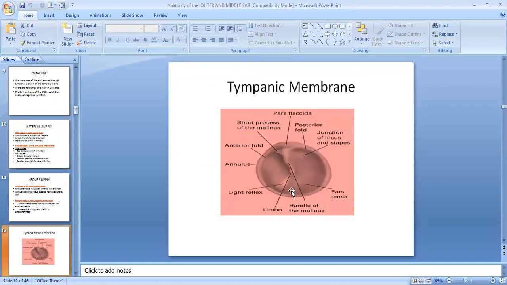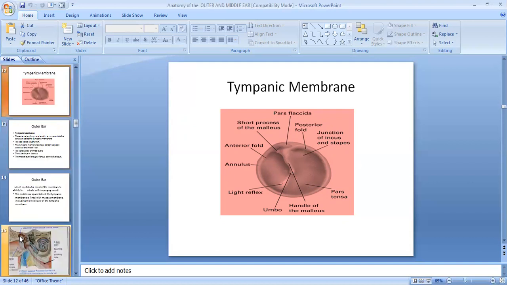So this is actually the tympanic membrane or eardrum, which is a partition between the external ear and middle ear, and it has this handle of malleus, the visible handle of malleus, and the part above this is the pars flaccida, and below is the pars tensa. This is the anterior fold, and this one is the posterior fold.